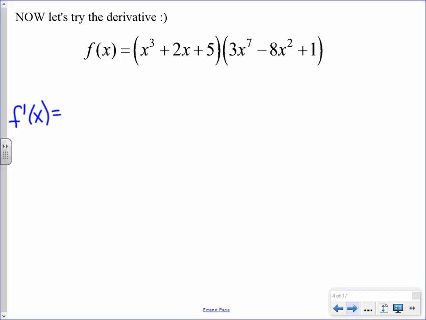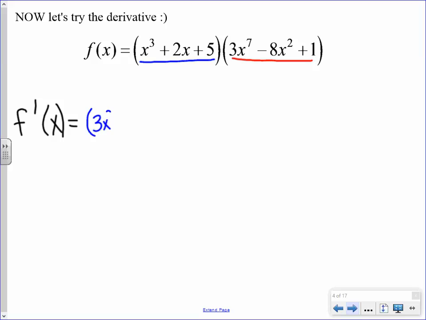Okay, so I'm going to underline here in blue and red. So our derivative, since we have a product, we're going to use the product rule. What is the derivative of our very first function? 3x squared plus 2. So we took the derivative of the first function, and then we are going to leave the second function the way that it is.